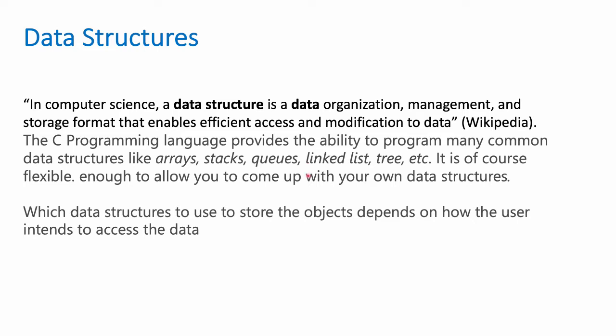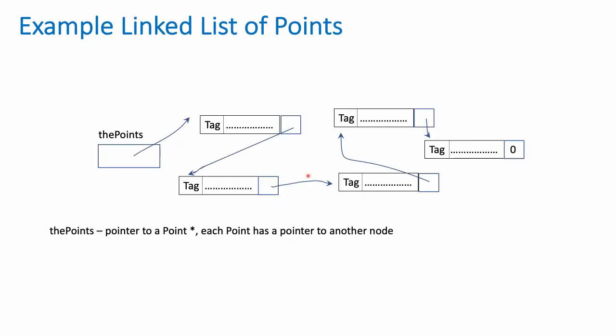And I'm going to provide an example now of a linked list data structure. Before I do it, let me just show you what we're going to create. We're going to create a header pointer. This is going to be a pointer, which is going to point to a point.